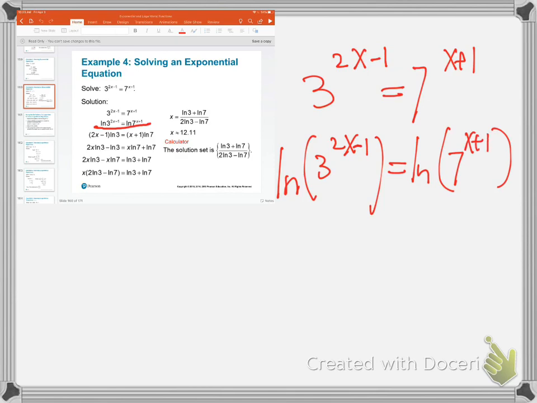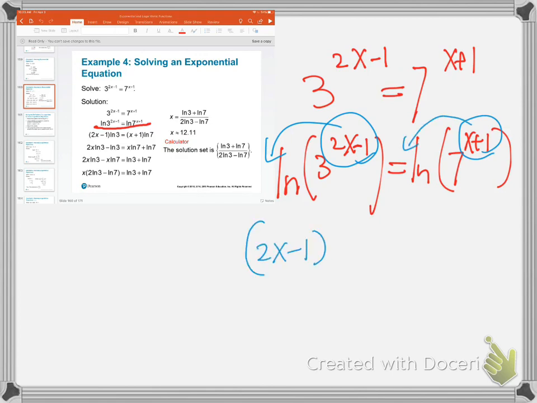And then we use the power property. Move this to the front. Move this to the front. So we got 2x minus 1 times log 3 is x plus 1 times log 7. Okay, so now distribution, solve this linear equation.